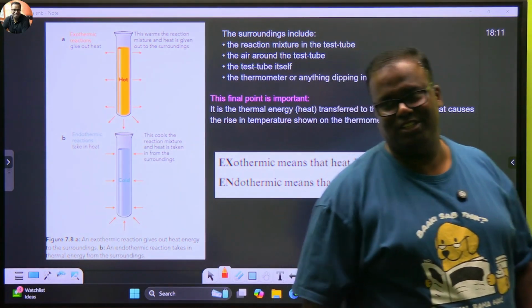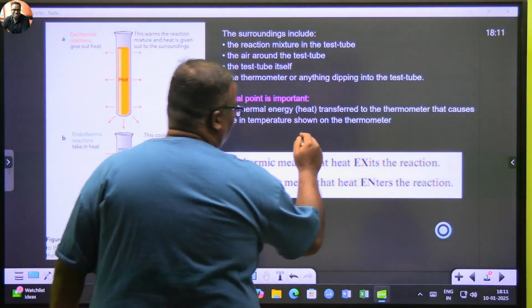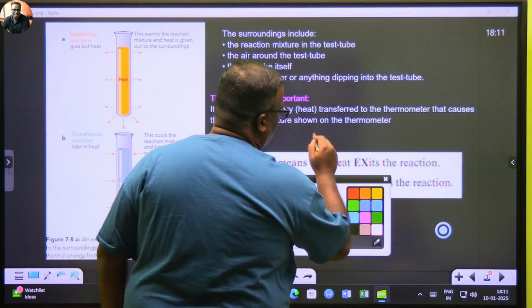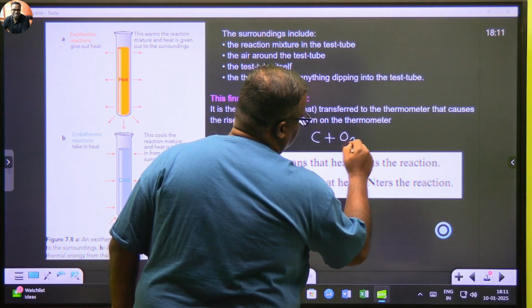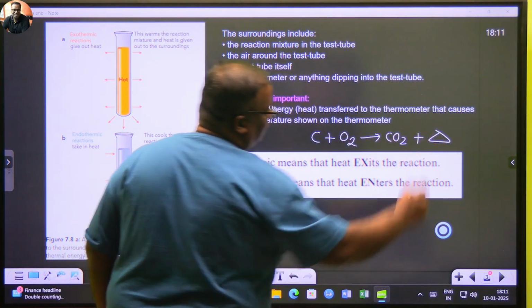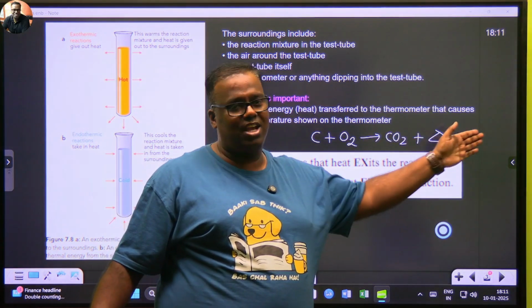This is more important. Now we will see. अच्छा देखो, ये ऐसे ही आपको बता सकता हूं. Let's take a piece of coal. Carbon plus oxygen gives you what? Carbon dioxide. Don't you think you get a lot of heat from this? Obviously. Exothermic means heat exits the reaction.